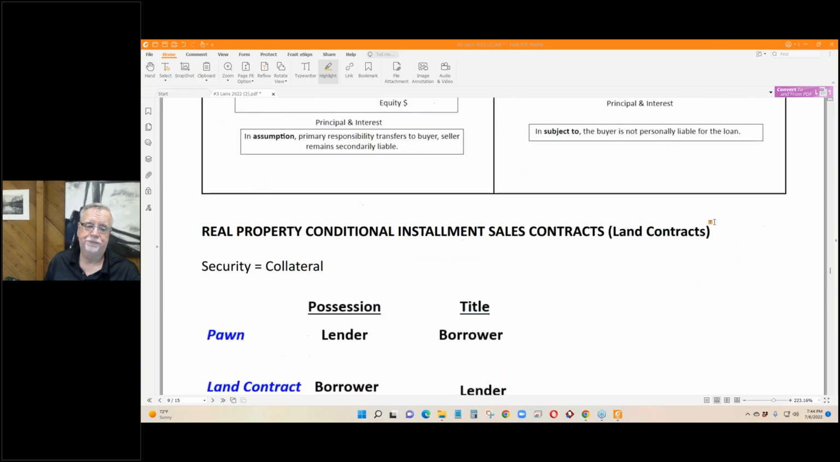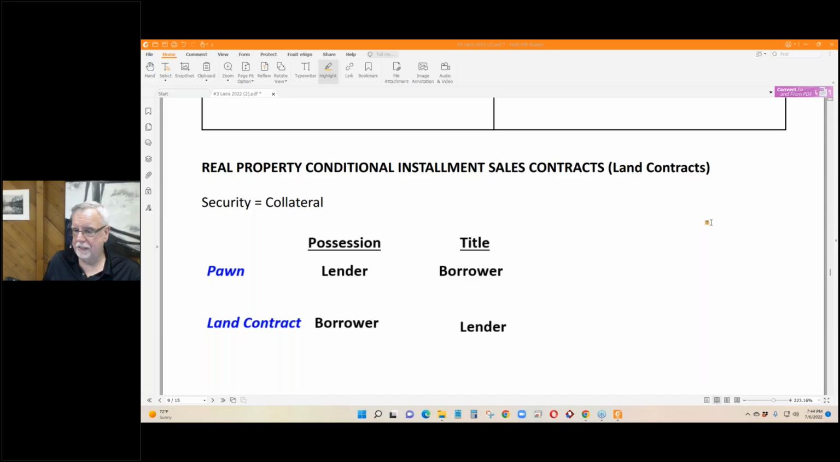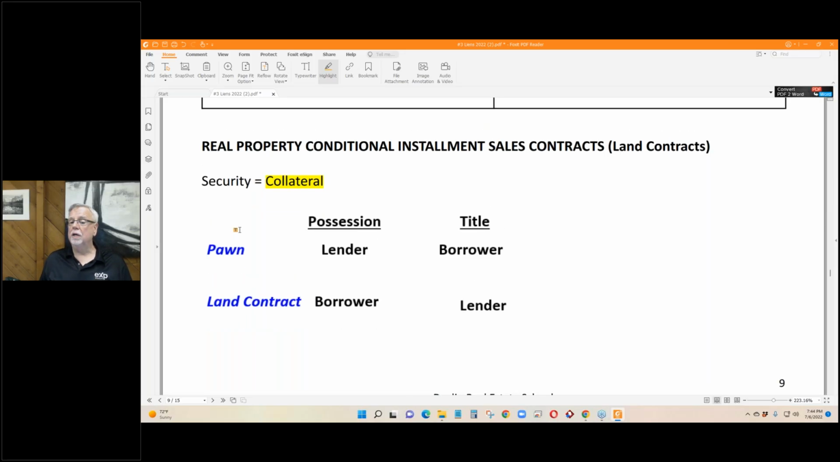The real property conditional installment sales contract, known affectionately as land contracts. And in a land contract, what we're really talking about is security, and security means collateral. And collateral is two words, both Latin. The word col, which means along, and the word lateral, which means to the side. So collateral is something alongside of something else. There are, generally speaking, two ways of doing this: possession or title.